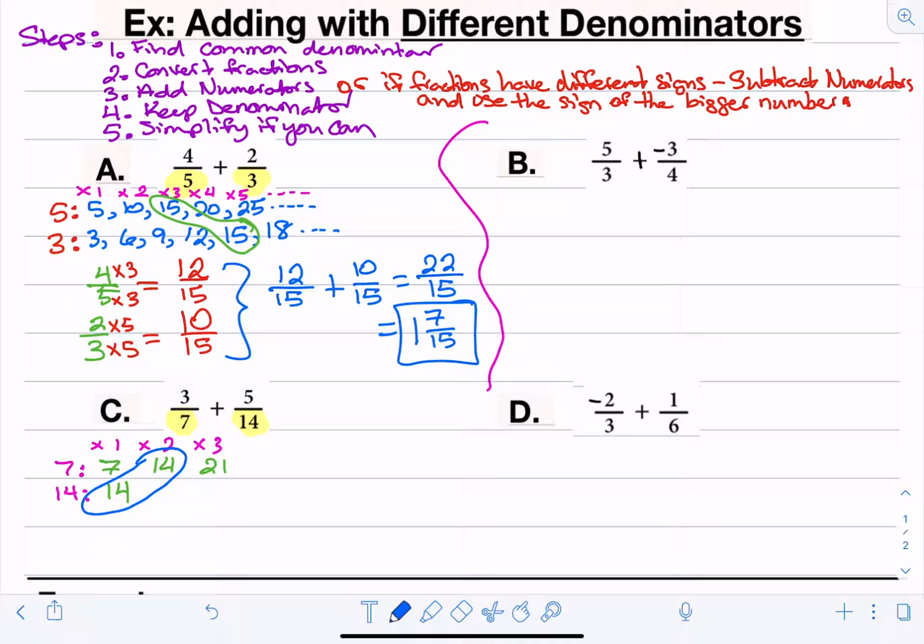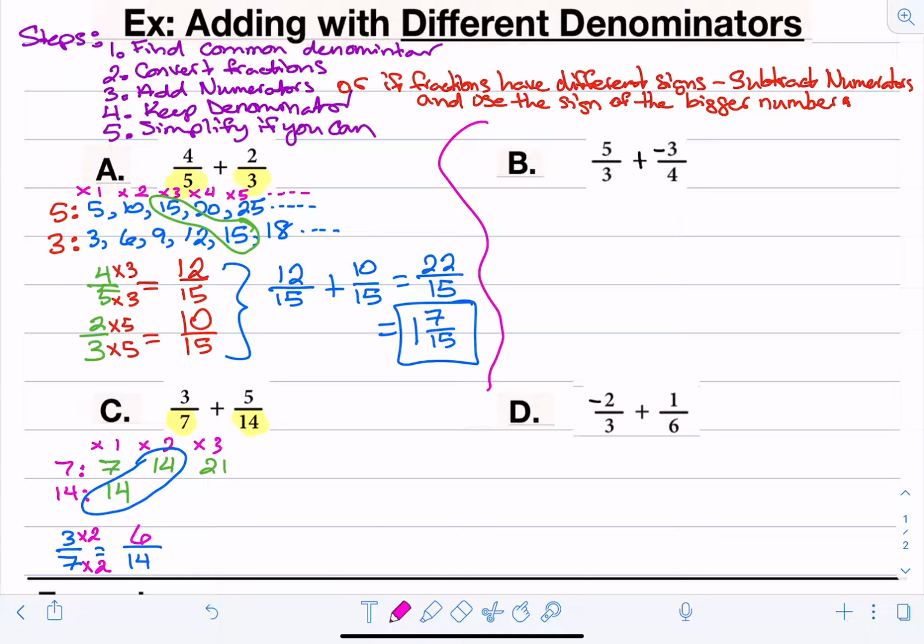Perfect. So now I move on to converting the fractions. So 3/7 needs to turn into a fraction with the denominator as 14. So what do we do to the 7 to make it 14? Well, we multiplied by 2. Remember, whatever you do to the bottom, you have to do to the top. So 3 times 2 is 6.